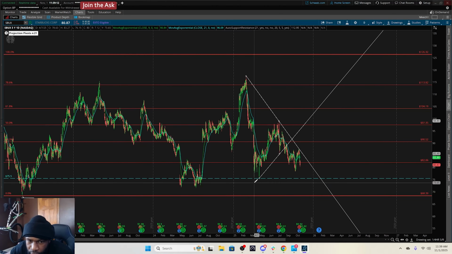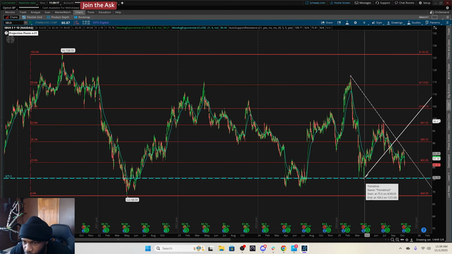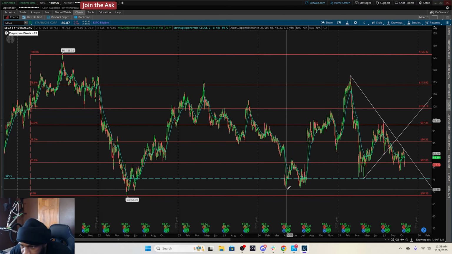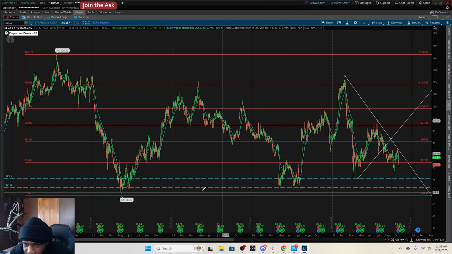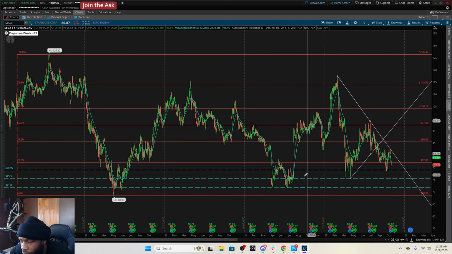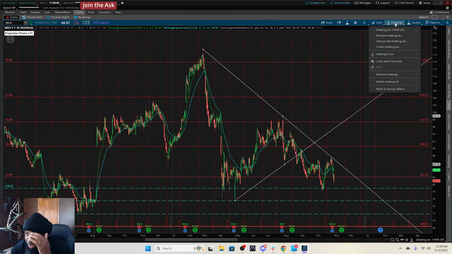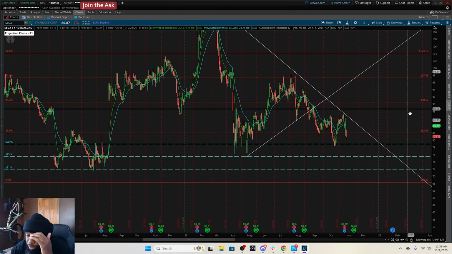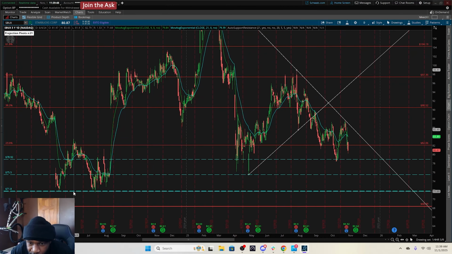$75.50. I like $75.50 as a bounce zone. I like $71.80 as the next buy zone. Let me see, $78.92. So I like these three next support zones. These three next support areas for Starbucks as buy zones.